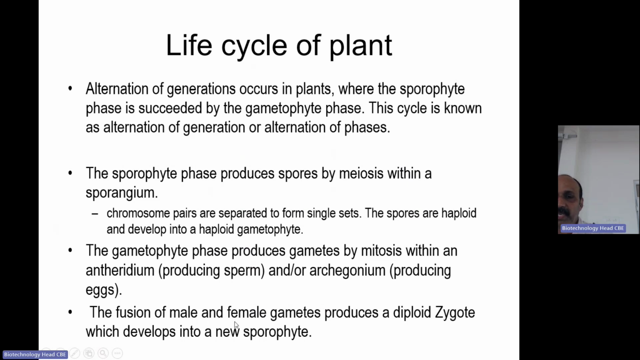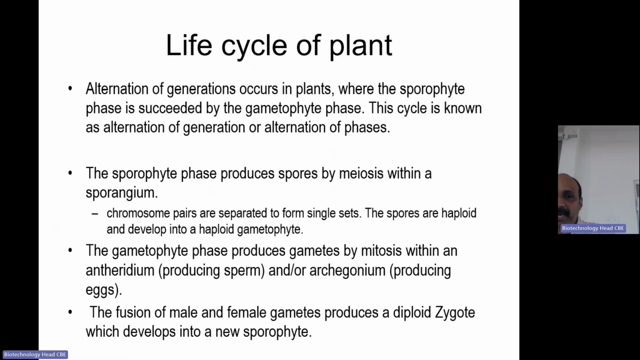And then there is the fusion of these male and female gametes. These are all haploid, so the sperm, the pollen, will be haploid, and the egg will also be haploid. The fusion of these two will give the diploid plant. So the pollen alone cannot normally develop into a plant.